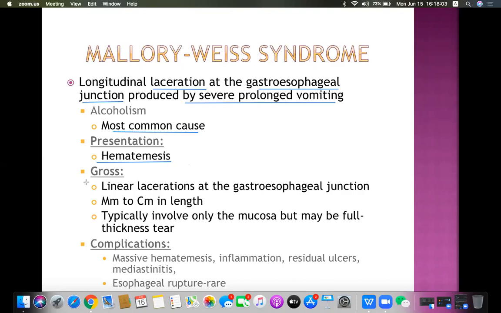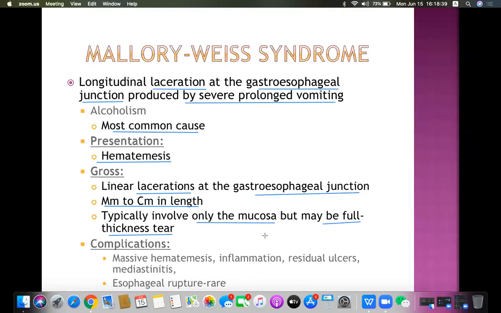Now, when we examine it grossly, we can see that laceration here. It is a linear laceration at the gastroesophageal junction. It is millimeters to centimeters in length, sometimes very small, sometimes a bit bigger, and it typically involves only the mucosa. This is far more common, but sometimes a full-thickness tear can be there. All 4 layers may be torn, but that is very rare. Mucosal tear is more common.